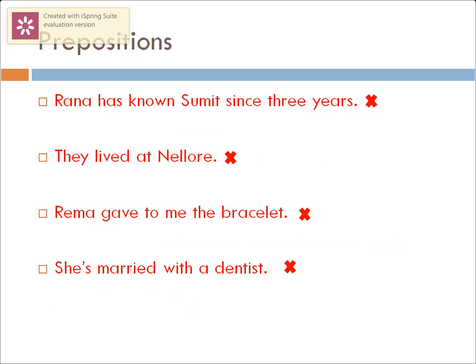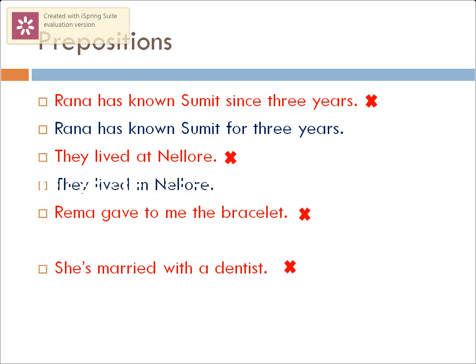Now we come to the errors which are based on the usage of prepositions. Rana has known Sumit since 3 years. Because 3 years denotes a time period, we have to use for and not since. So, Rana has known Sumit for 3 years. If it had been Rana has known Sumit since 2019, that is a beginning of the event or a point of time. They lived at Nellore. Nellore is a big city, so it has to be in. We use at to denote smaller spaces, whereas in to the bigger space.